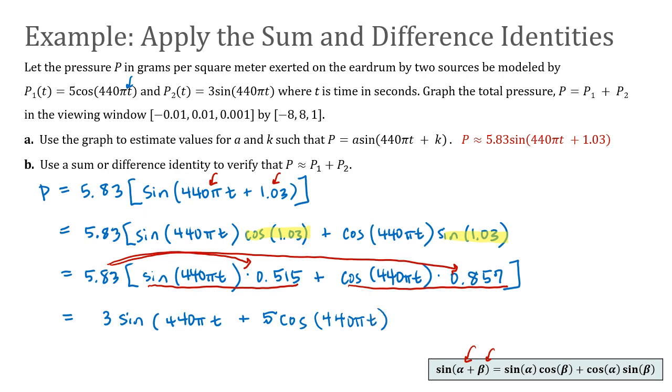Now, I hope that those look familiar to you, because 3 times the sine of 440 pi t was simply our p sub 2, wasn't it? And 5 times the cosine of 440 pi t is our p sub 1. So sure enough, p really does equal p sub 1 plus p sub 2.